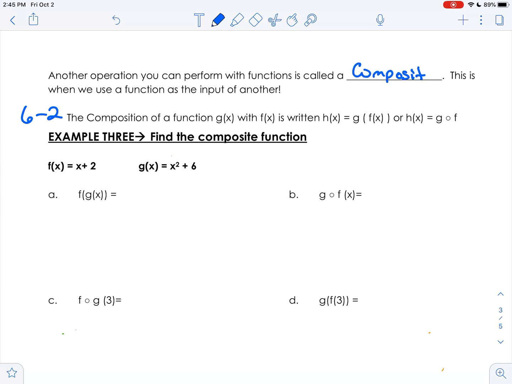Another operation you can perform with functions is called a composition. This is when we use a function as the input of another. And so we are going to look at a couple different notations.